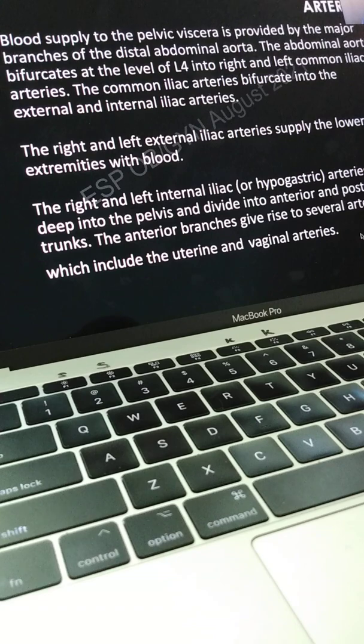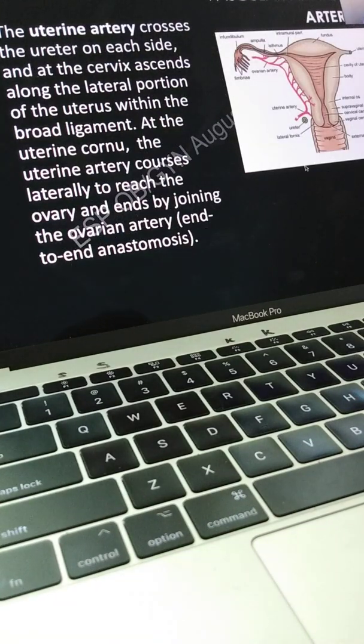The vasculature to the pelvis starts with the abdominal aorta, bifurcates into the right and left common iliac arteries, and those then bifurcate into the external iliac artery that feeds the lower extremity and the internal iliac artery that feeds some of the pelvic viscera, including the uterus. The internal iliac artery is going to give rise to the uterine artery, or uterine arteries, one on each side. The uterine artery is going to cross the ureter and ascend along the lateral aspect of the uterus, and it's going to give off branches on each side to feed the uterus.